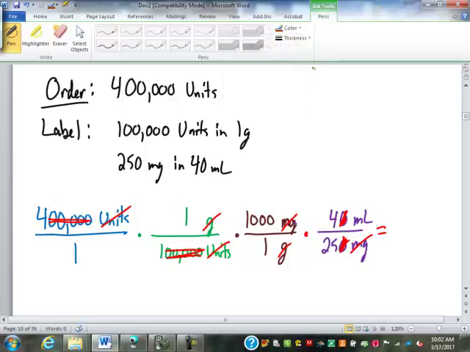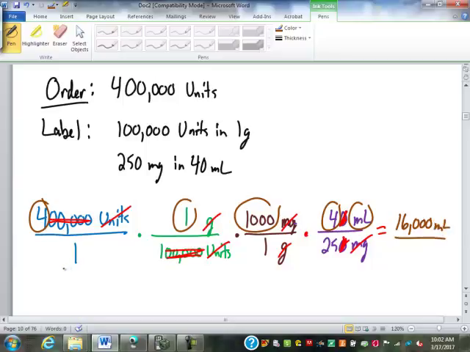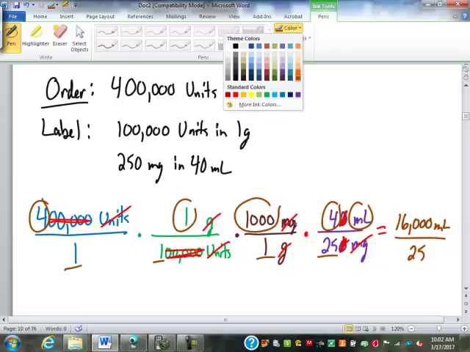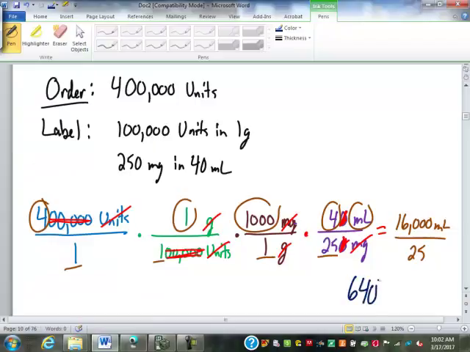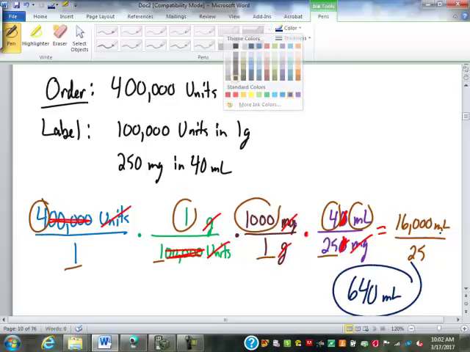So now I have 4 times 1 times 1,000 times 4 milliliters, which is 16,000 milliliters. On bottom, I have 1 times 1 times 1 times 25. So 16,000 divided by 25. 640, and that unit is milliliters. So we would administer 640 milliliters to the patient.